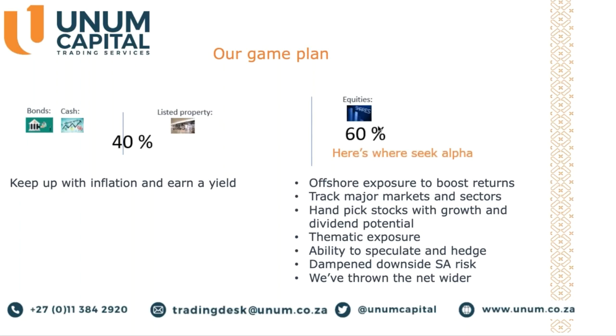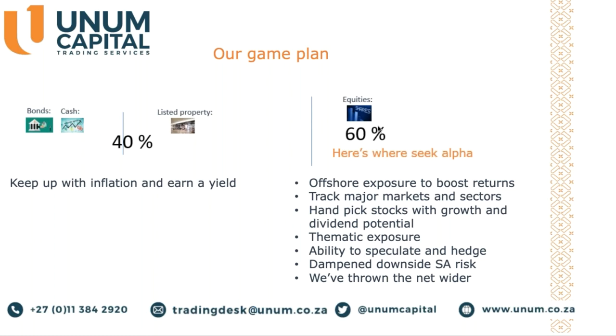So our game plan, what we've achieved here is with the bonds and property, we've kept up with inflation and earning yield. 9 out of 10 times you'll keep up with inflation. Where we seek the alpha, just by the equities and those ETFs that we've selected, we've got offshore exposure to boost our returns, alpha. We're tracking major markets, alpha. We get to handpick stocks with growth and dividend potential. A lot of our stocks have taken some pretty hefty hits lately. So there are opportunities in the market. I've left out banks completely. Okay. We have thematic exposure, which will make you money over time. And we also now, with that gambling money, we have the ability to speculate or hedge.